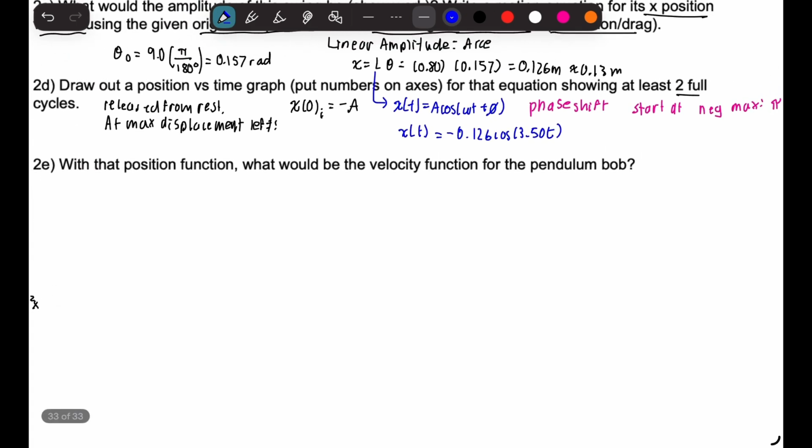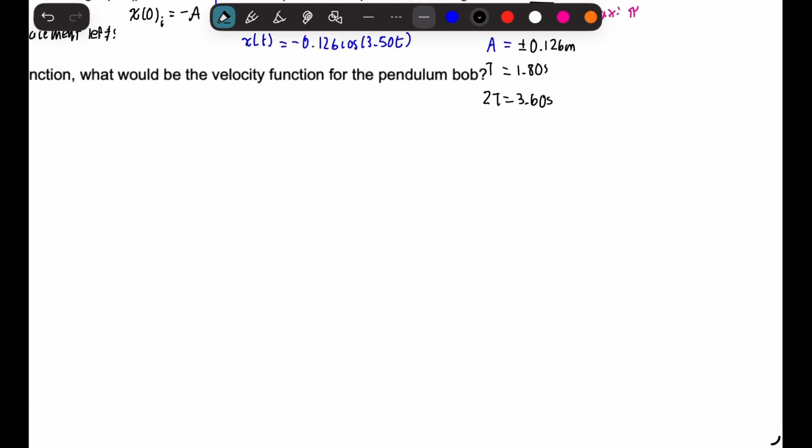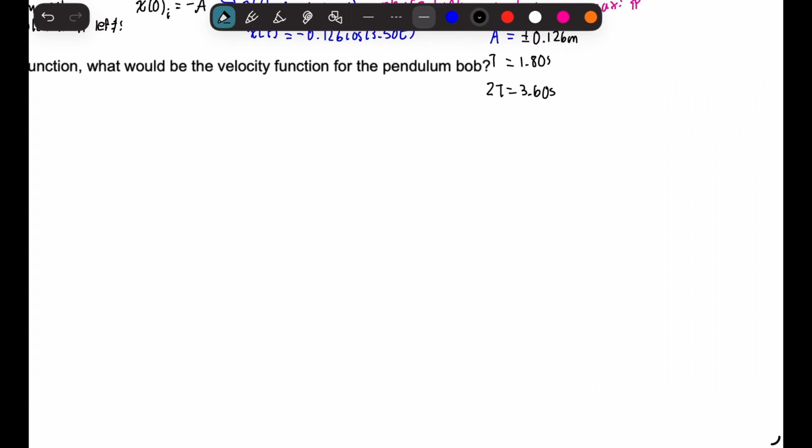So for our position time graph values, we have our A equal to plus or minus 0.126 meters, and your period is 1.80 seconds. 2 periods is 3.60 seconds. So now we have our table of values that we can use, and we'll just draw the function graph here.